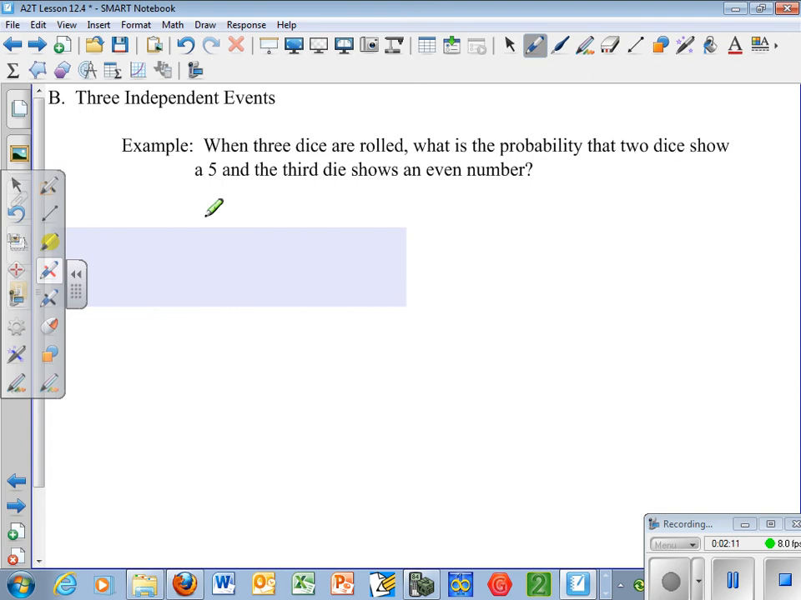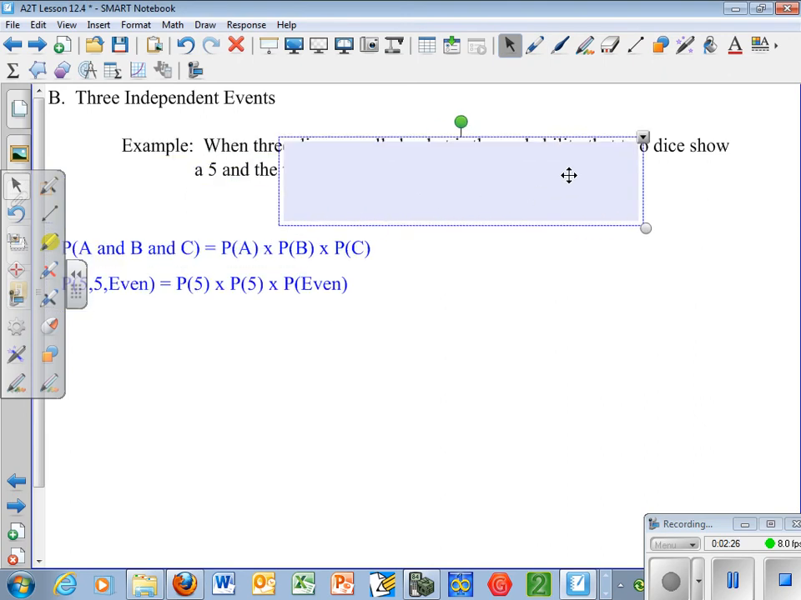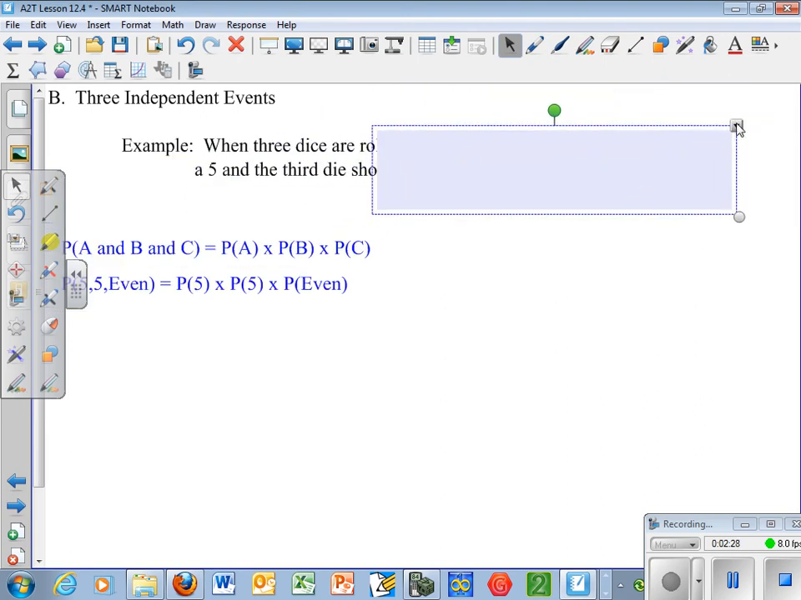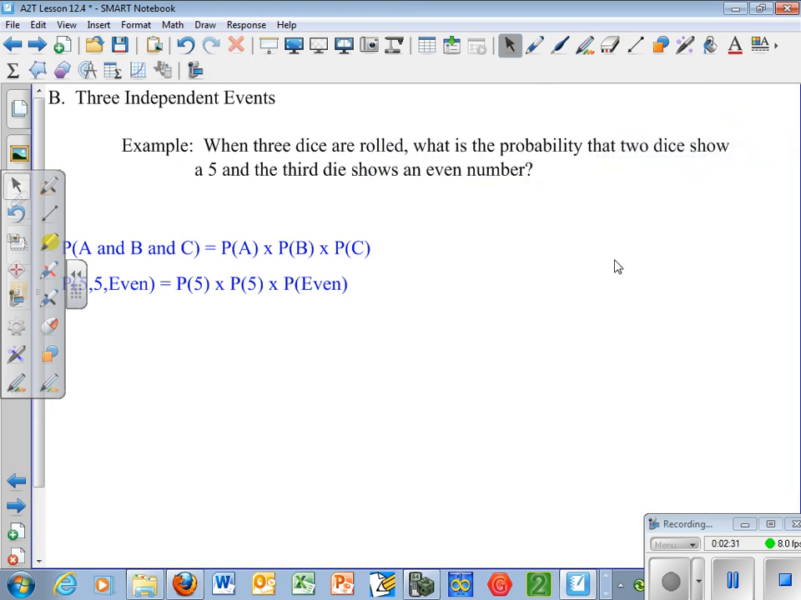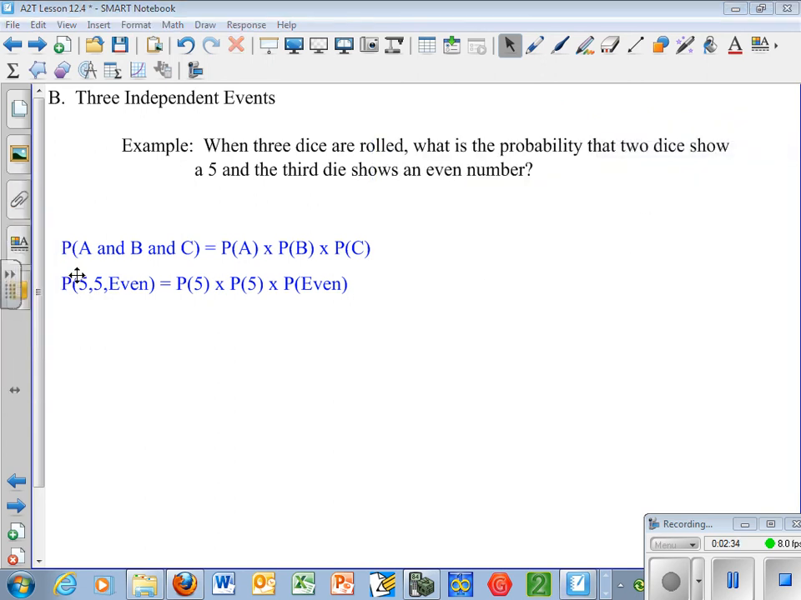3 independent events. When 3 dice are rolled, what's the probability that 2 dice show a 5 and a third dice shows an even number? So let's just clear this out of here. So we've got 3 events. Now I'm going to multiply all 3 probabilities together. So the probability of getting 5, 5, and even. I'm going to multiply all 3. I'm calling the first event A, B, and C. So the probability of a 5 times the probability of a 5 times the probability of an even.